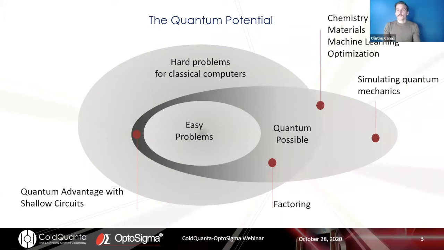So why do we care about building these quantum devices? Because of the potential for the types of problems that these systems can solve, such as factoring, chemistry, material science, machine learning, and optimization. These quantum computing devices have the potential to solve these problems in a much more efficient way than we can do on current classical hardware.